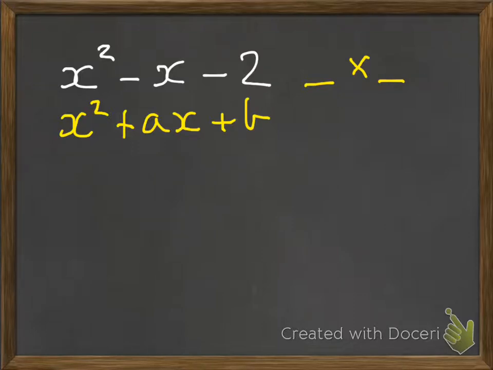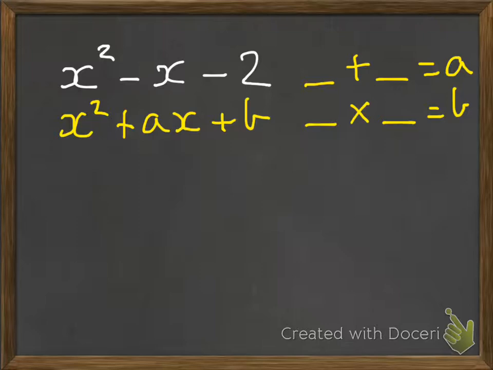forgive me everybody, forgive me, plus, which equals a, and two numbers which, when they're multiplied together, equal b. Okay, so the important thing first off is to know what numbers I'm looking for.